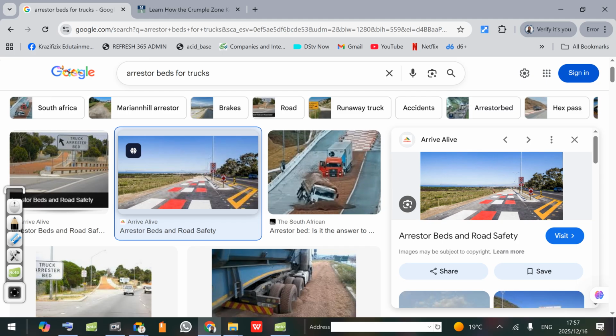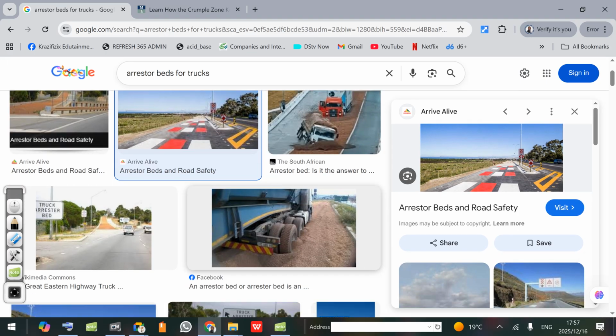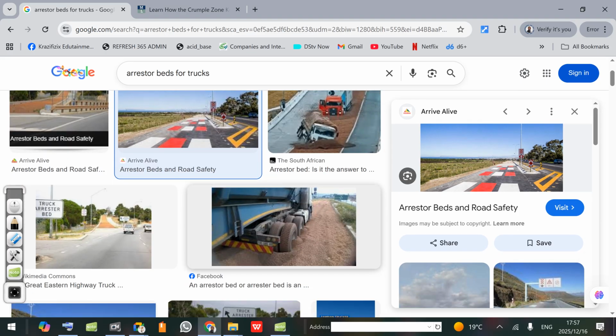You use AI for the wrong things. You guys are using ChatGPT to copy assignments and whatnot. Instead of asking, play me a video of an arrestor bed, a truck, how it works. No. You'll be using ChatGPT: write me an essay of how to kill my teacher. Very funny things that you guys write.